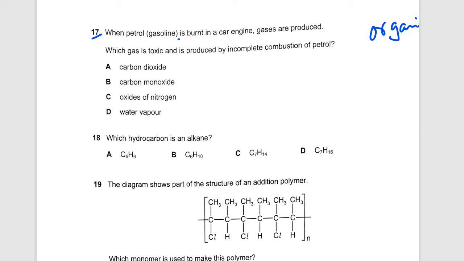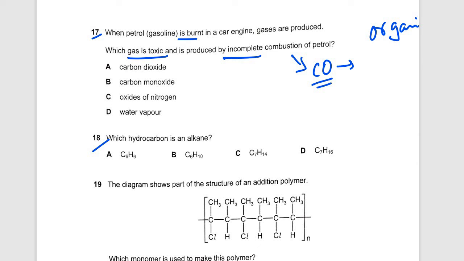So when petrol, gasoline, is burned in a car engine, gases are produced. Which gas is toxic? Very important. Whenever there is incomplete combustion, there is only one toxic gas you should remember: carbon monoxide. This is a very dangerous gas. You should remember why, because they can ask you an open-ended question also. When it enters the breathing system, the hemoglobin binds to the carbon monoxide, and finally we have difficulty in respiration. So this is a very toxic gas.